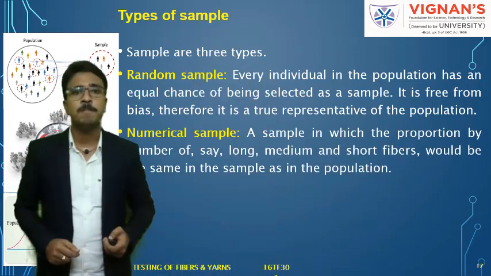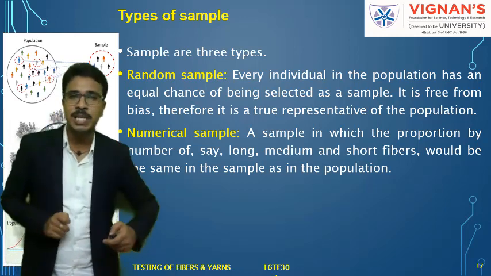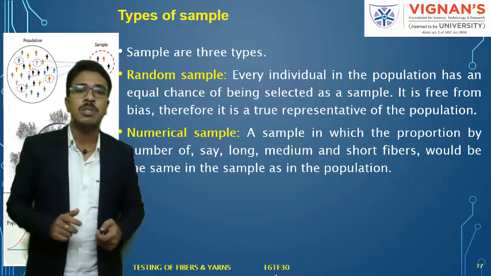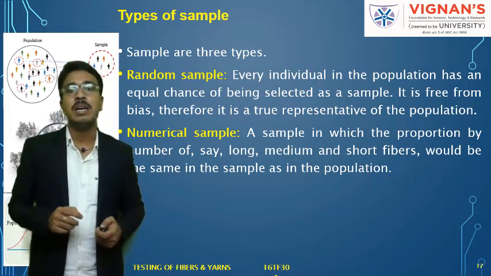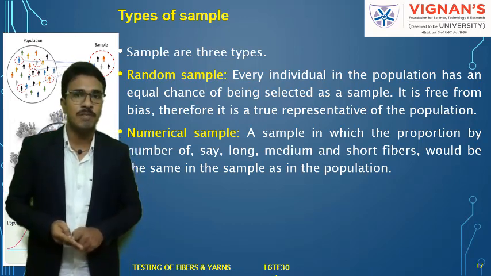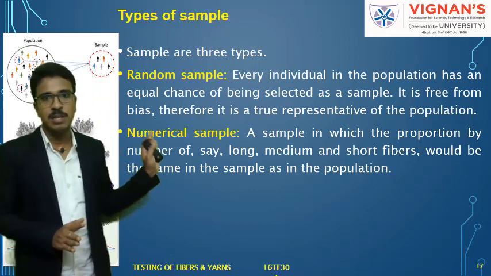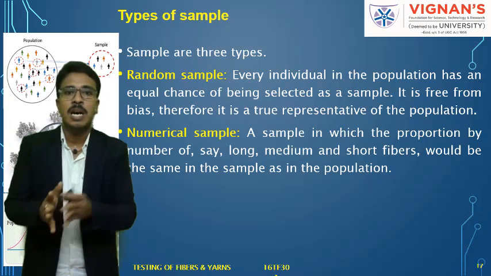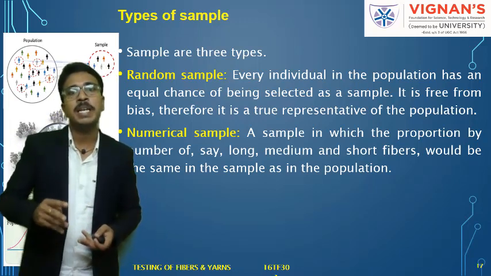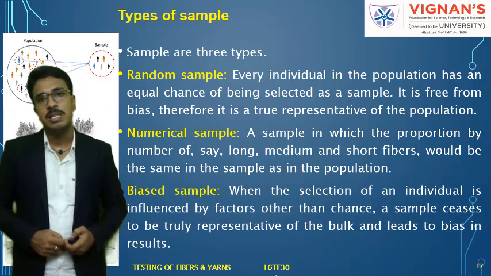The next one is the numerical sample. We call it a numerical sample when the proportion by number of, say, long, medium and short fibers is the same in the sample as in the population. That means the population and the sample both have the same number of long, medium and short fibers. That kind of sampling we call a numerical sample.